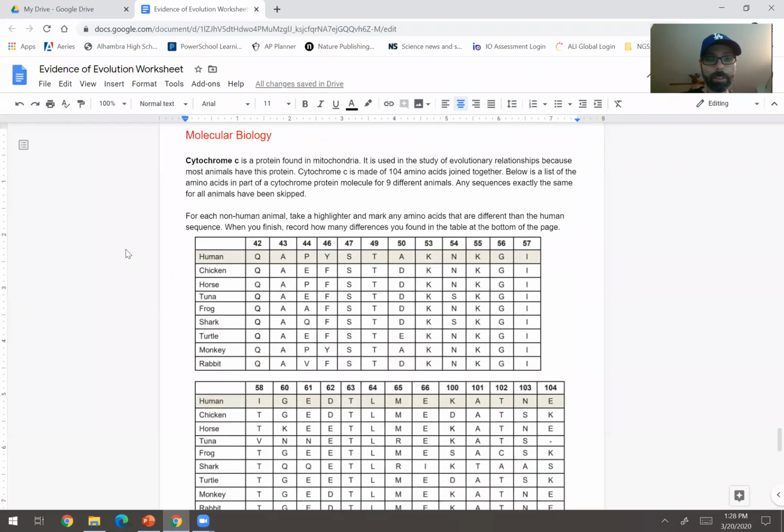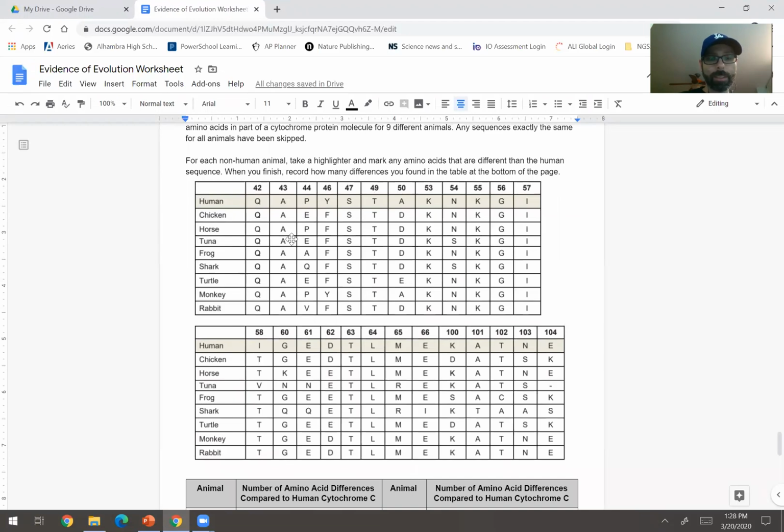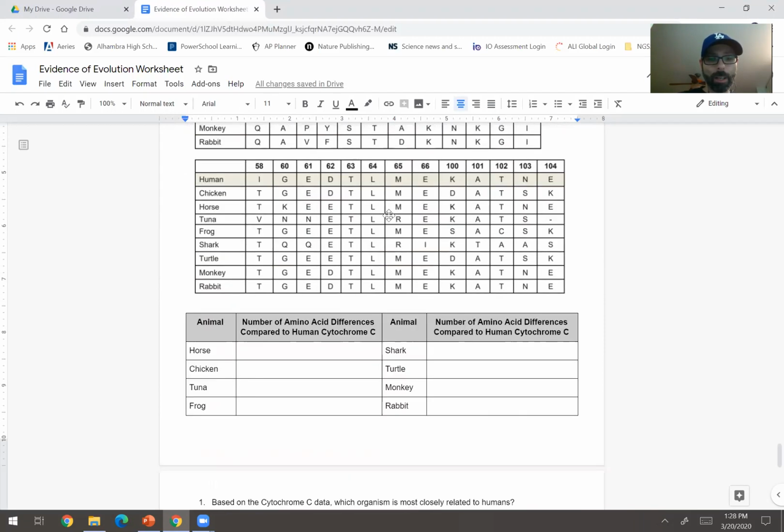So here's the worksheet, and you have to go through and count all the differences. Now it says to highlight, but you can't do that, at least not easily, because I made it a picture instead of copying everything and making its own table, which I probably should have done. So you don't have to highlight it here, but what you can do is come down and make another table.